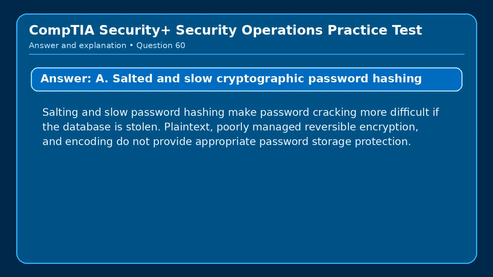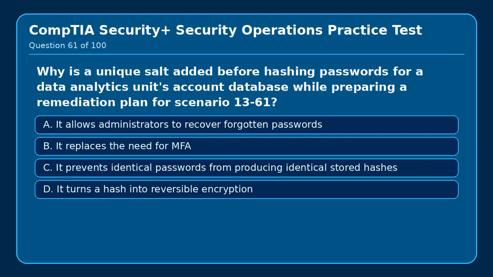The answer is B. Digital signature. A digital signature validates that the message was signed by the private key holder and has not changed. A guest VLAN, load balancer, and screen lock do not provide cryptographic proof of sender and content integrity.